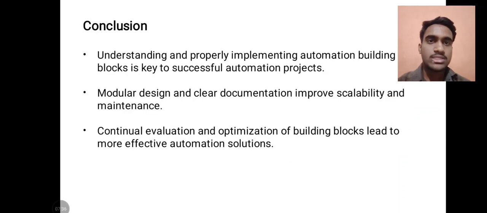And finally, the conclusion is that understanding and properly implementing automation building blocks is key to successful automation projects. Modular design and clear documentation improve scalability and maintenance. Continual evolution and optimization of building blocks lead to more effective automation solutions. I finally conclude that if the design and the documentation are maintained in a proper way, our work is reduced by using these automation building blocks.